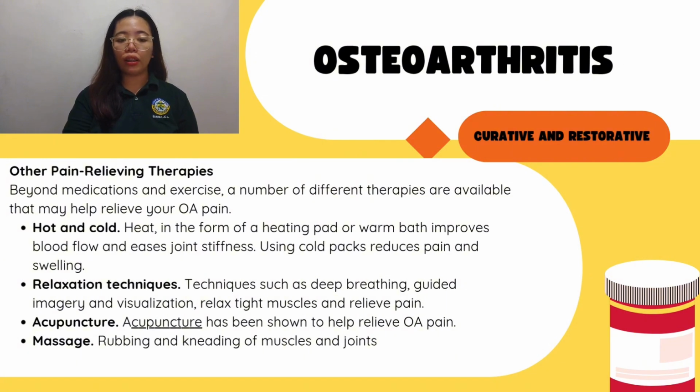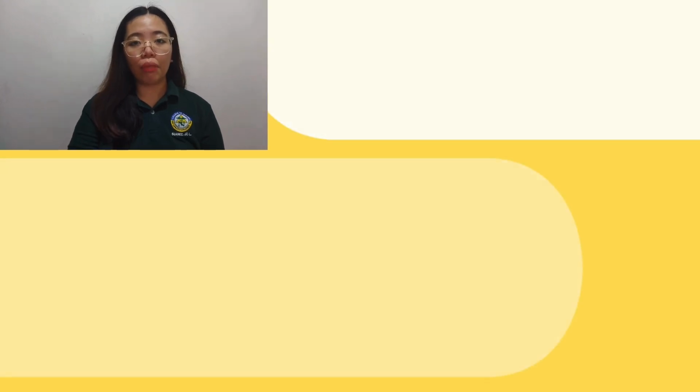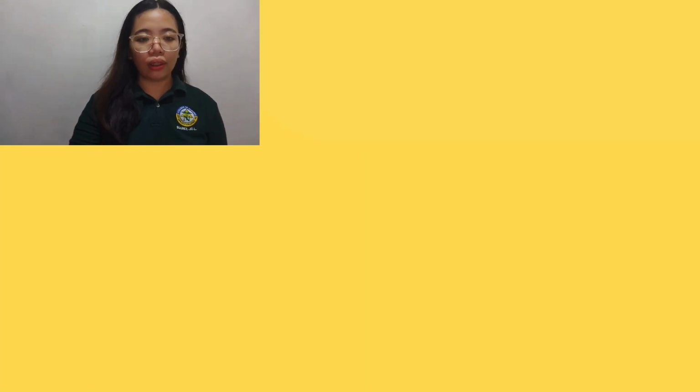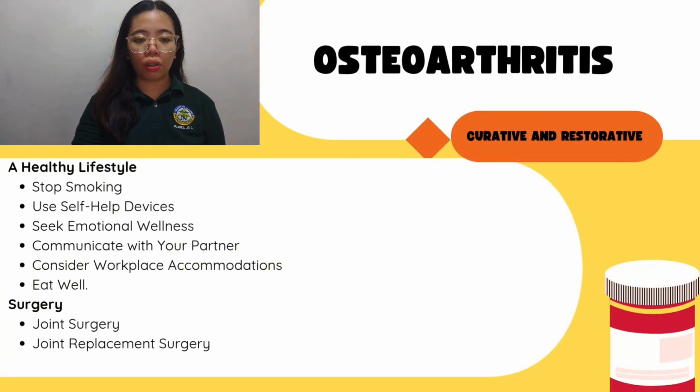Massages, rubbing and kneading of muscles and joints. Braces, splints, and orthotic devices. Devices such as braces and splints may be helpful for relieving joint pain and shifting weight away from the damaged area of the joint, reducing pressure on the joint and relieving swelling by compression. Radiofrequency ablation, or RFA, is a procedure in which the doctor inserts a needle guided by X-ray into a painful area of the arthritic joint, and then passes a current through the needle to ablate or burn the nerve ending to relieve pain.